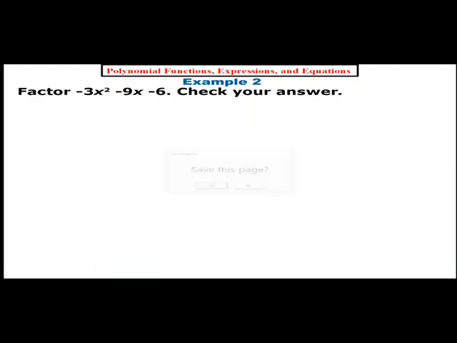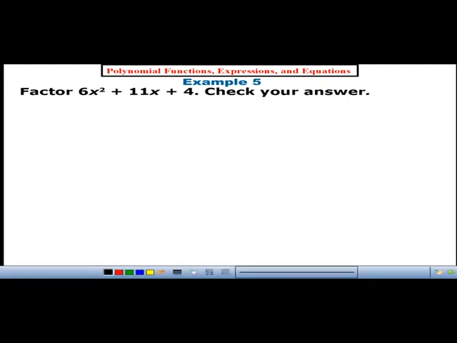Let's go. Example number 5. Copy this one. It says factor 6x squared plus 11x plus 4 and check your answer. Just copy it. Look up to the screen.